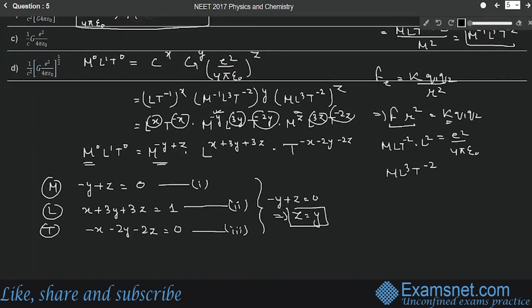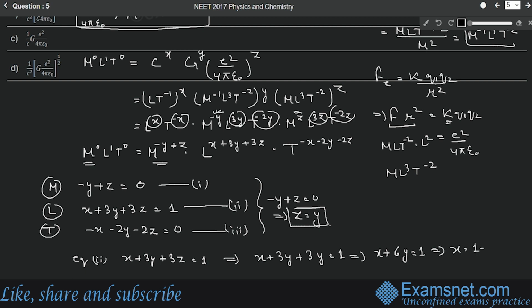Equation number 2 is x plus 3y plus 3z equals to 1. Okay. So if we write x plus 3y plus 3y equals to 1, is there any issue? No, because z is equal to y. So in place of z we can write y, right? So x plus 6y equals to 1. So what will be the value of x? It will be 1 minus 6y.